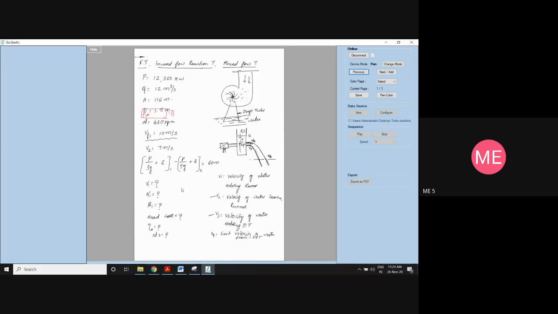V1 is finished, alpha is finished, beta 1 is finished. Yeah, especially the hydraulic efficiency is finished. We'll go for NS, then I'll go for head loss. Can you write the formula?